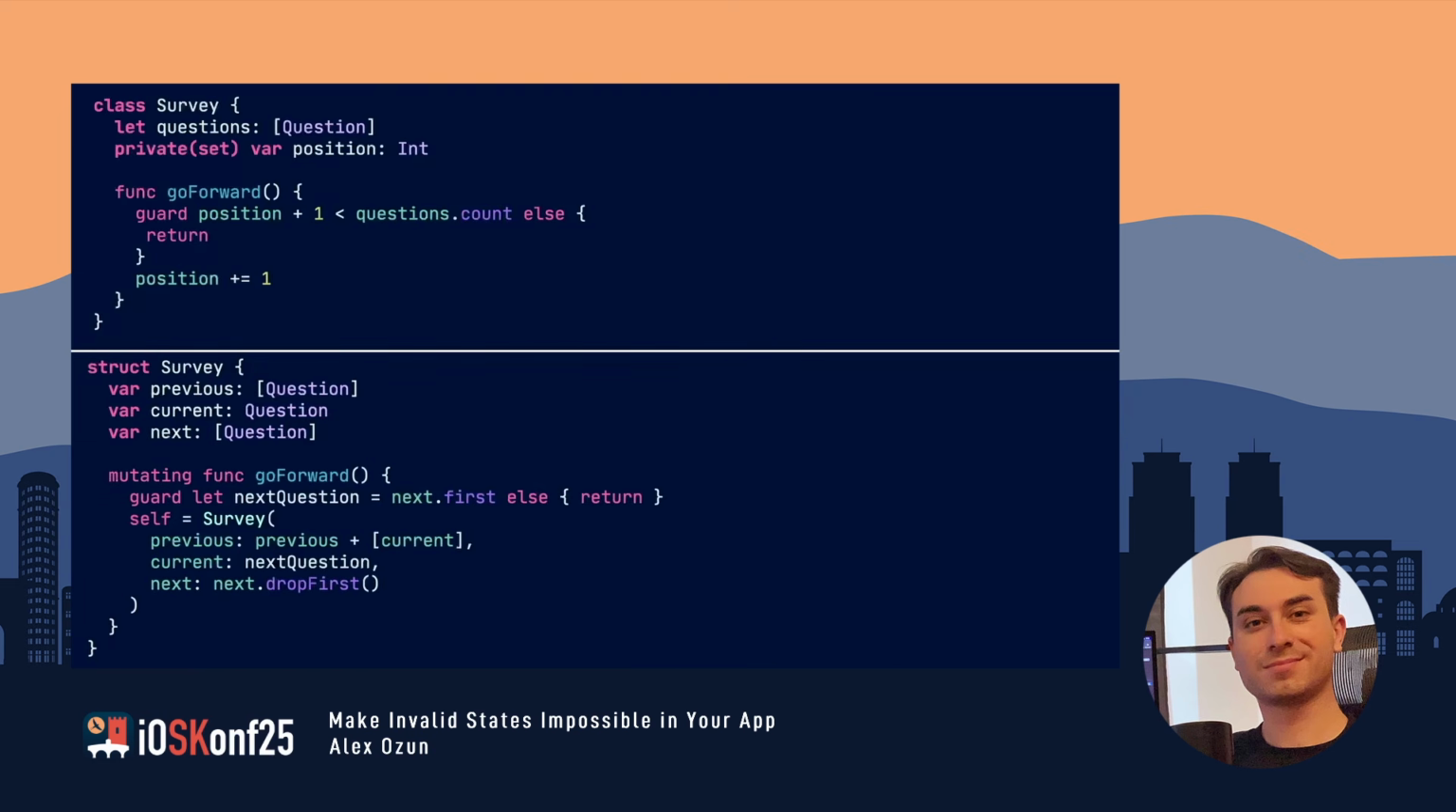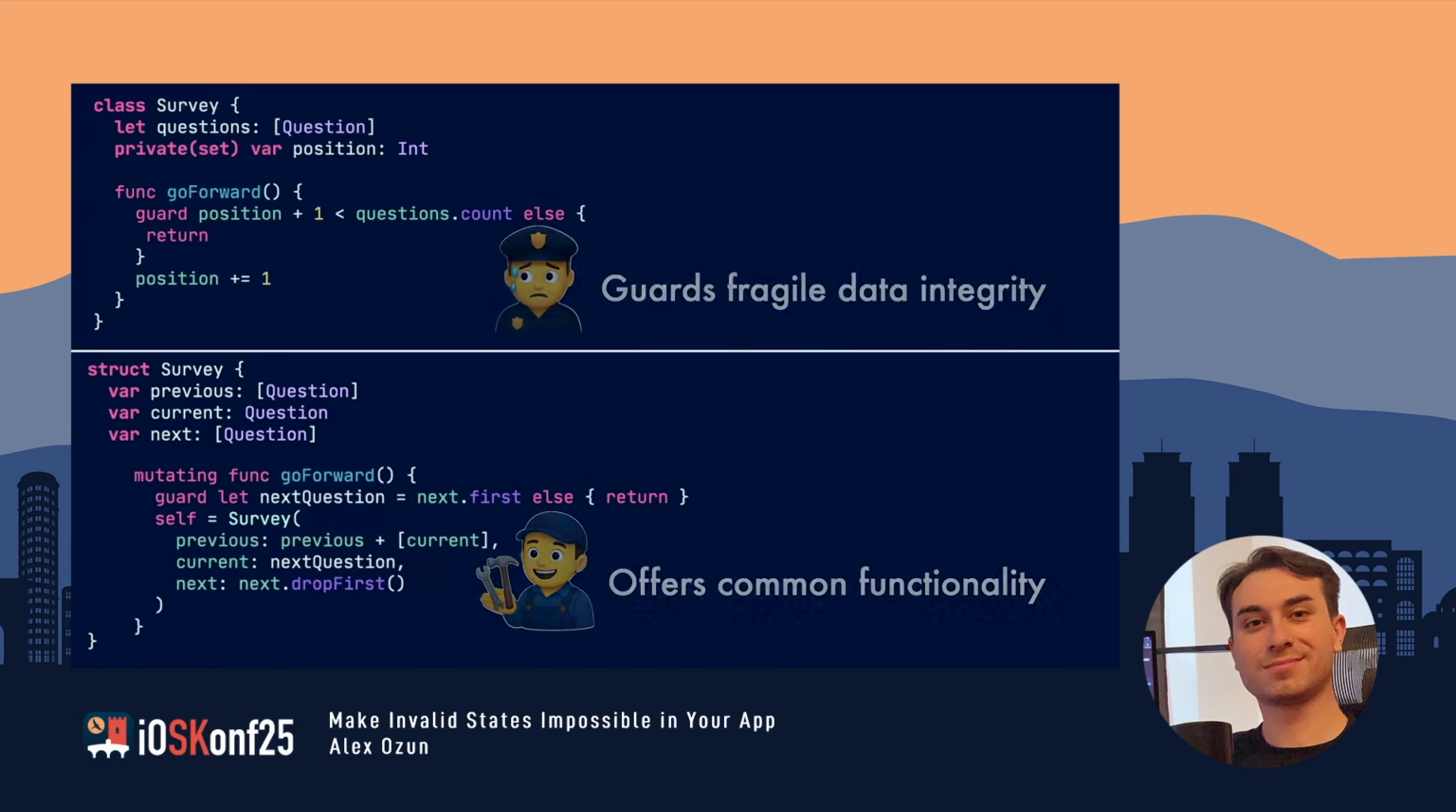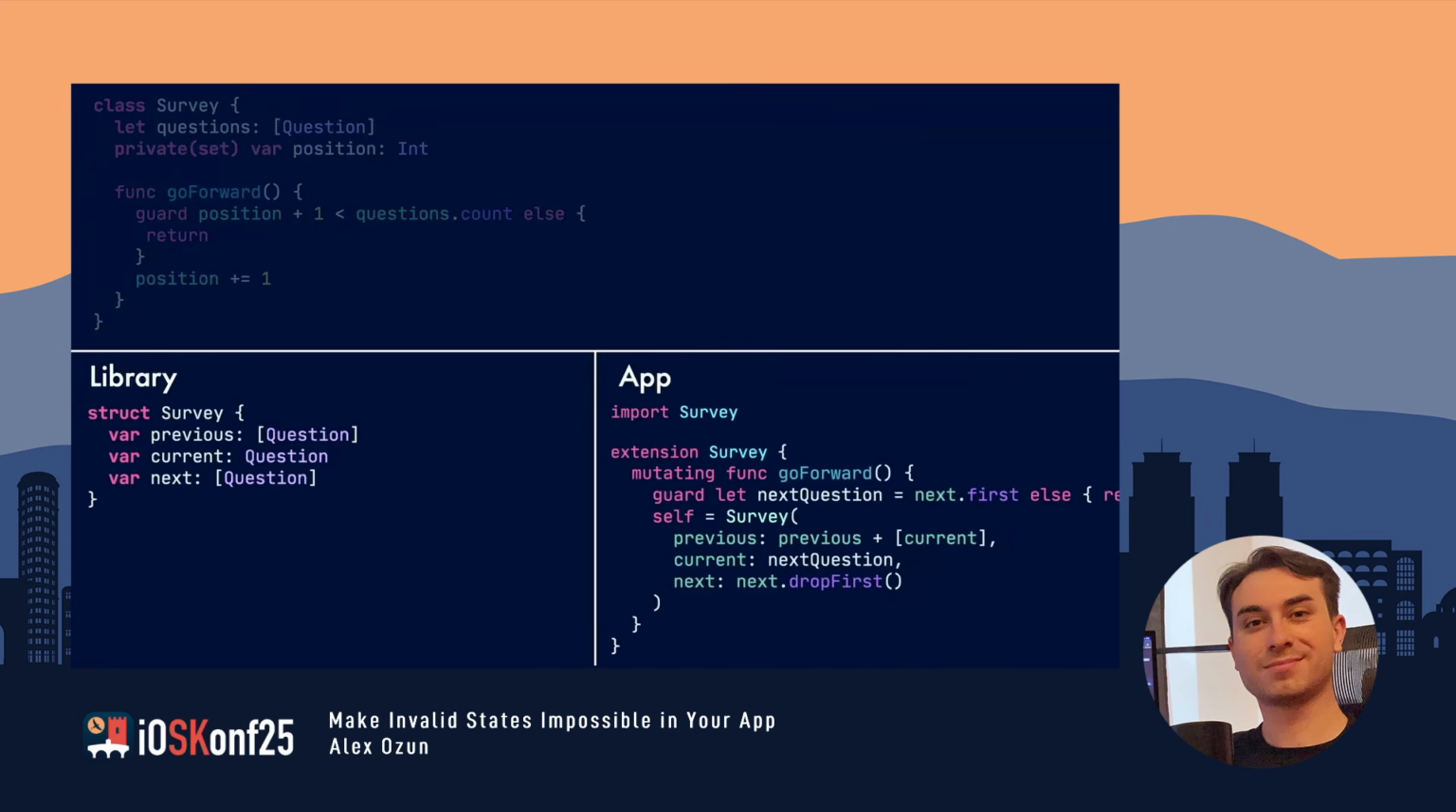The difference is subtle, but incredibly profound. Note that the top function looks more elegant, it's shorter, but the first example used this method to guard fragile data integrity. It encapsulated those checks, whereas the second one simply offers common functionality. And let me prove it to you. Pretend we are library designers that build this survey data structure. In the second iteration, I could simply ship just a survey data structure and nothing else, no functionality whatsoever.